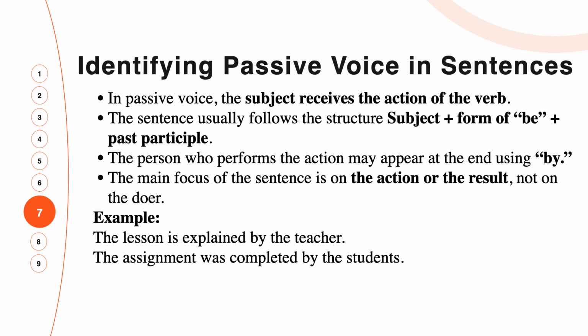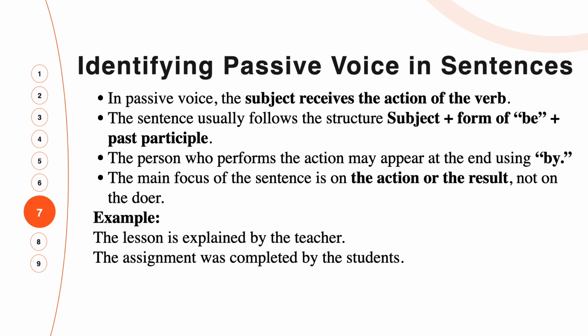In this slide, we learn how to identify passive voice in sentences. Passive voice can be recognized when the subject of the sentence receives the action rather than performing it. In other words, the action happens to the subject. Most passive sentences follow the structure of subject, a form of the verb be, and the past participle of the main verb. This pattern helps us quickly recognize whether a sentence is written in passive voice.